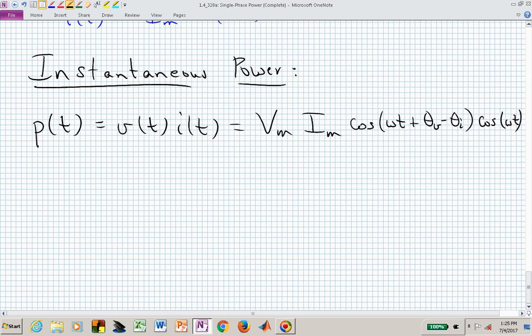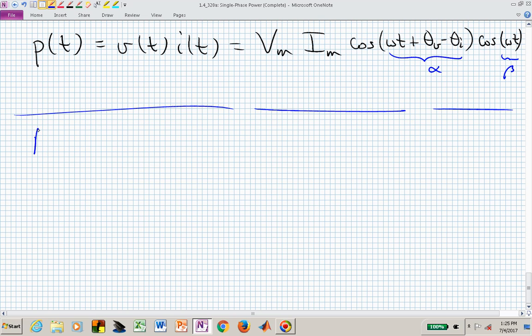It's nice if we can simplify this or rewrite it in terms of a different set of conditions, or maybe separate this out. We now have a product of cosines. If we view this as alpha and this argument as beta, then let's apply a particular trig identity to the product of cosines and simplify or rewrite that instantaneous power expression.